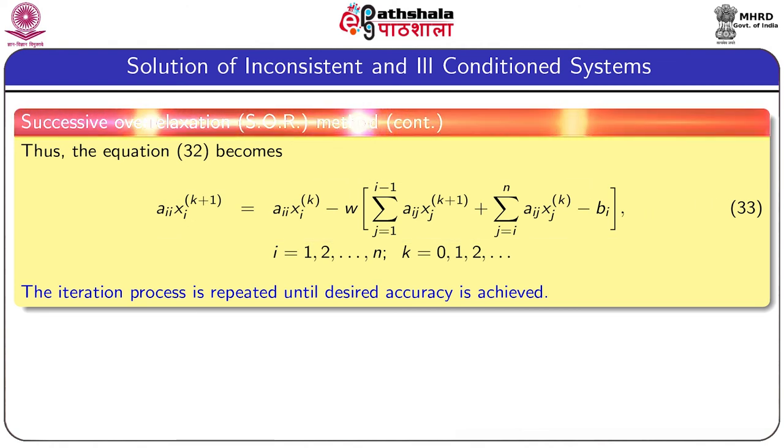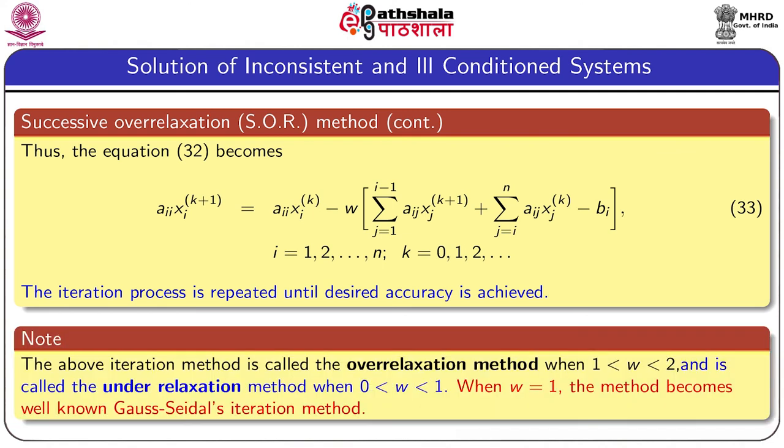This relation is valid for all i equal to 1 to n and k equal to 0, 1, 2 up to infinity. The iteration process is repeated until the desired accuracy is achieved. The above iteration method is called over relaxation method when W lies between 1 and 2, and this method is called under relaxation method when W lies between 0 and 1. When W equal to 1, the iteration method becomes the well known Gauss-Seidel iteration method.